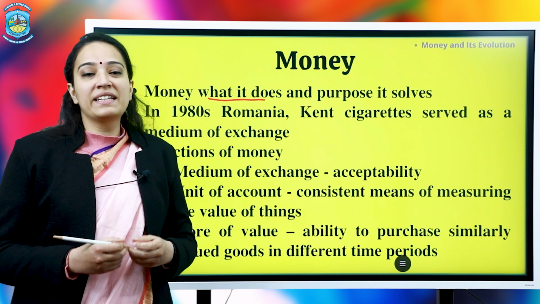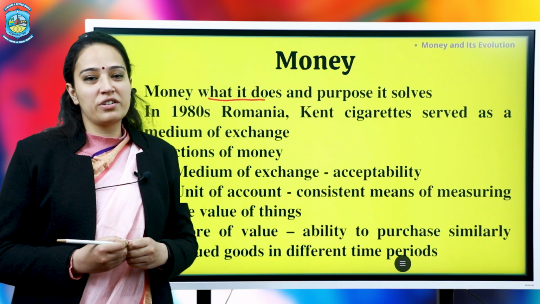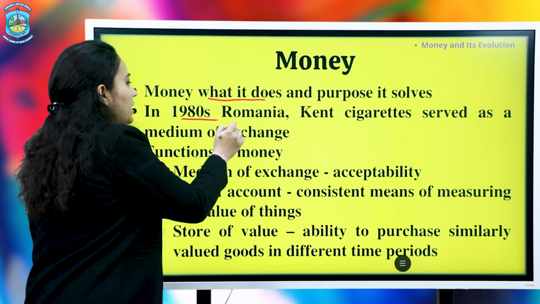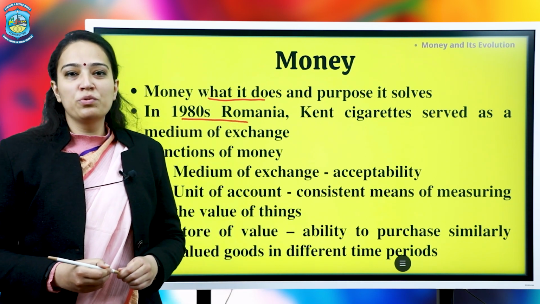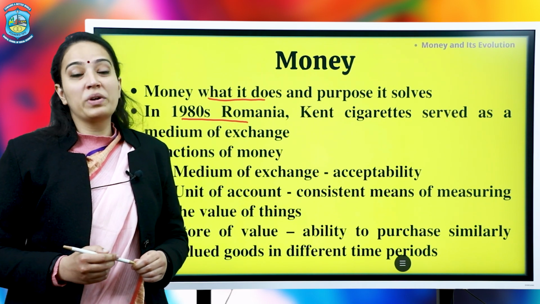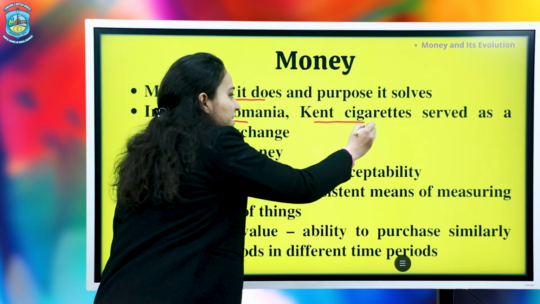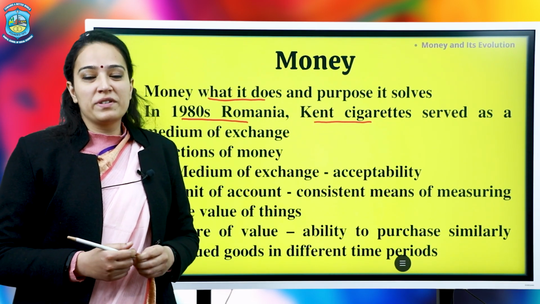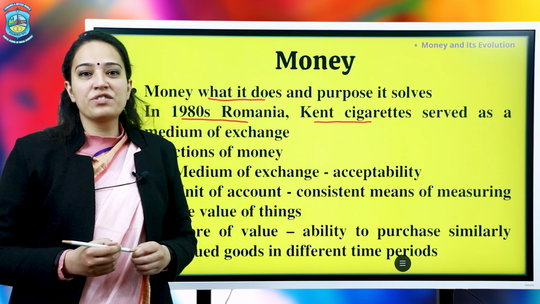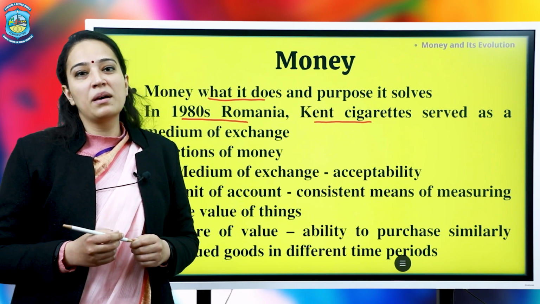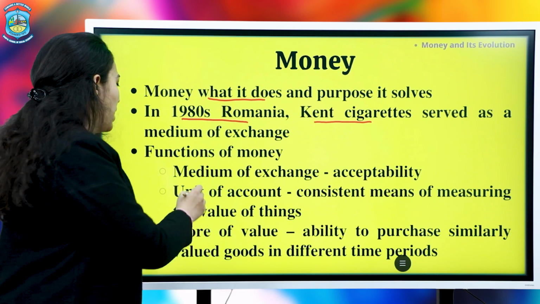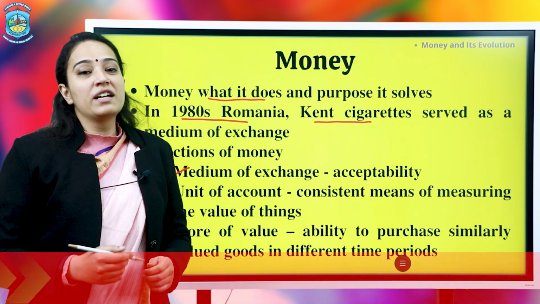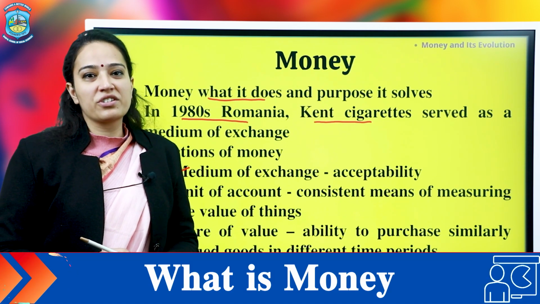Money is something that can act as a medium of exchange. So for example, in 1980s Romania, it was Kent cigarettes that were used to purchase different items. So in a way, it was the Kent cigarette that acted as money. So let's see what functions any item has to perform in order to be termed as money. Firstly, it has to act as a medium of exchange. It should be acceptable to different individuals to carry out transactions.